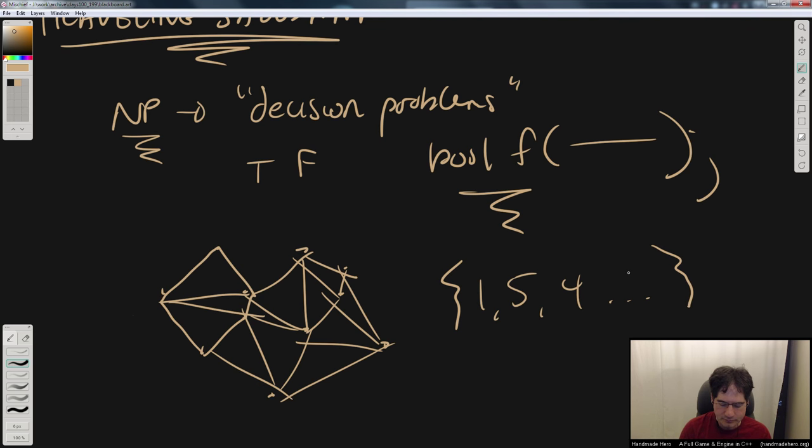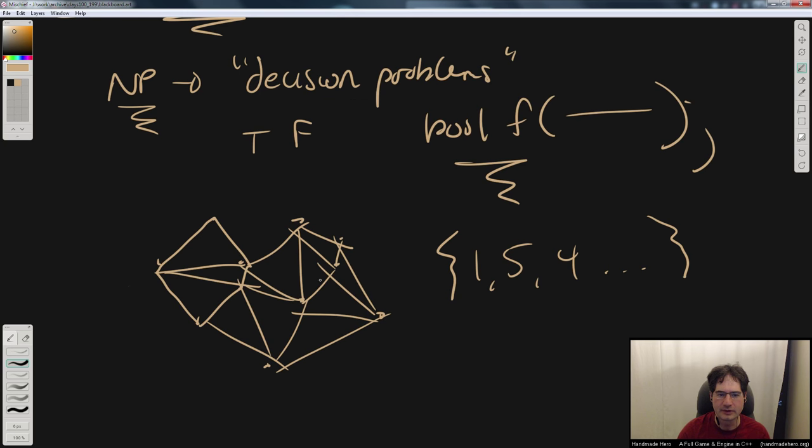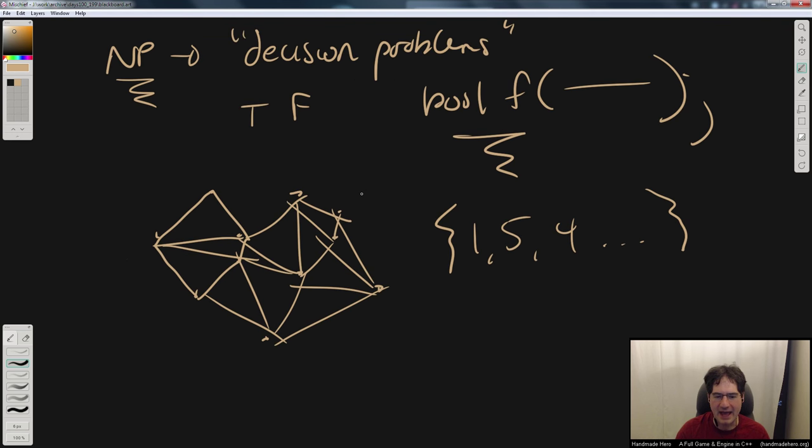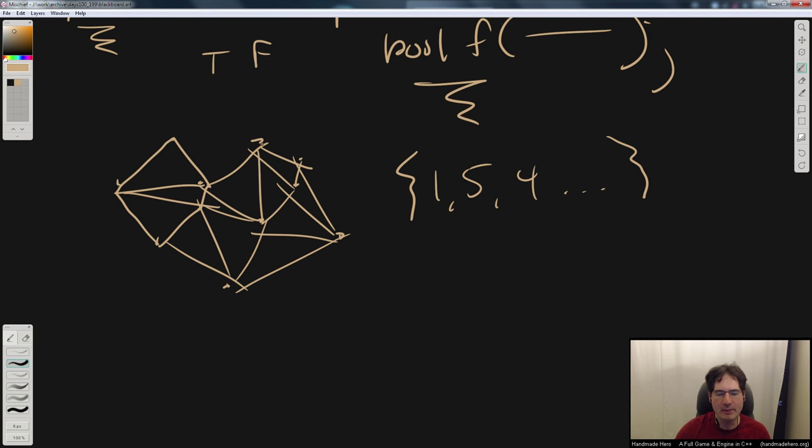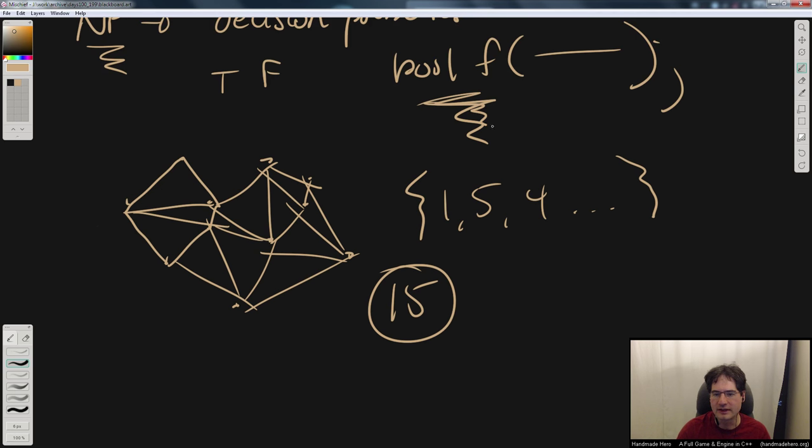To turn this into a decision problem, we just say: is there a path that reaches all the nodes that's shorter than some length I'm going to give you, say 15? Now that's definitely true or false. You won't have the problem we talked about yesterday of not being able to verify the path, because you don't have to verify that it's shortest, just that it's 15 or less. You can do that by just walking the path.